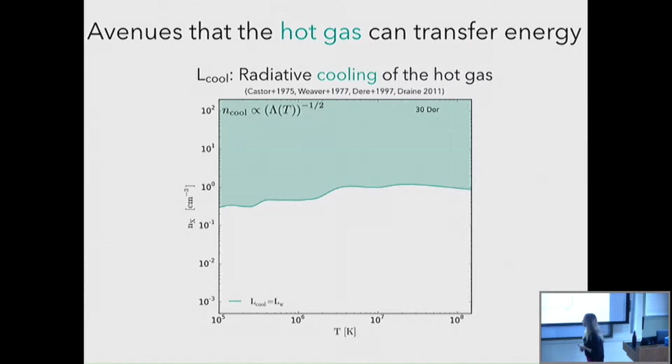Okay. So then we considered several different ways that you can actually lose energy from the hot gas. What this plot shows here is the allowed number density as a function of temperature if all of the wind energy was lost via this one mechanism. And so this line here shows, for example, what the number density would have to be for all the wind energy to be lost by radiative cooling of the hot gas. So you can't be above the line because you would radiate more energy than you're putting in, but you can be anywhere below here. And so the white region is our allowed region.